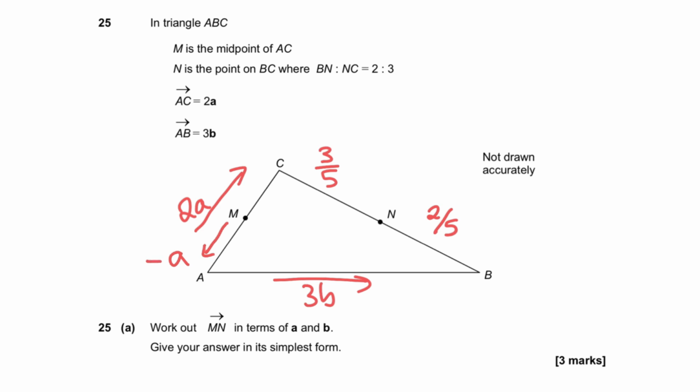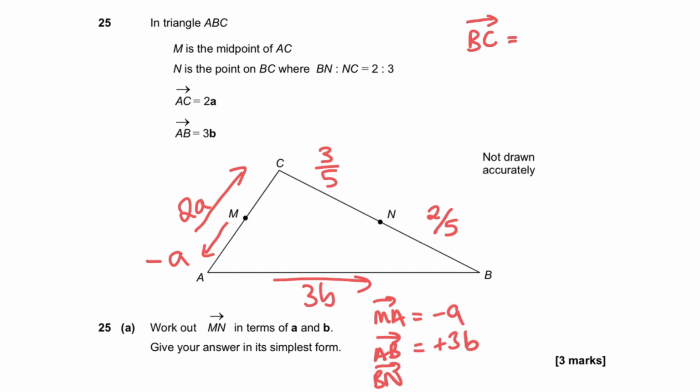So we can get from M to A, that's minus a. We can get from A to B, that's plus 3b. But we don't know from B to N. So we're going to have to work out B to C and then take 2/5 of that to get us to N. To go from B to C, we can't go straight there because we don't know the distance, so we're going to have to go via A.